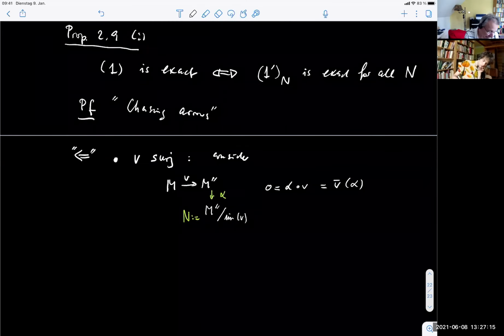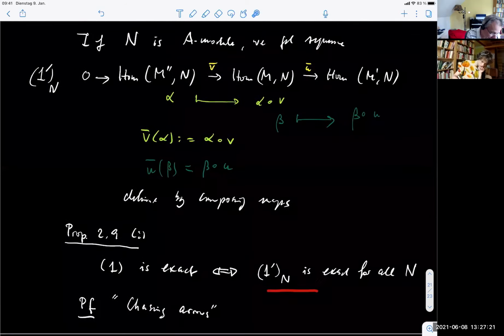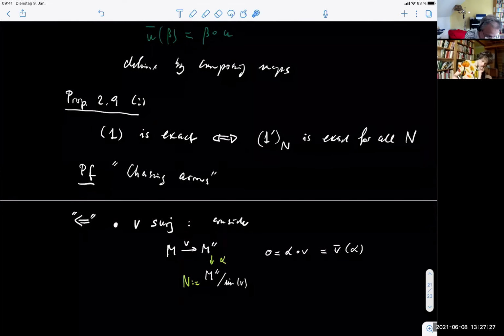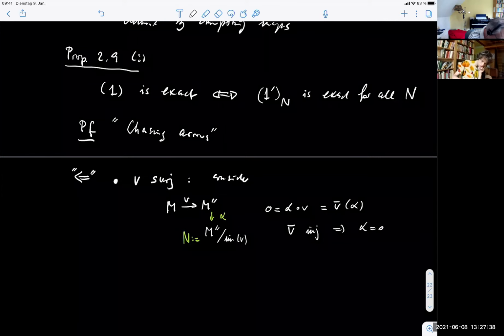But now I use my assumption. My assumption is the sequence is exact. In particular, here, this guy is exact. So V bar is injective. This is by assumption, okay? So V bar is injective by assumption. And from that, I conclude alpha equals 0.